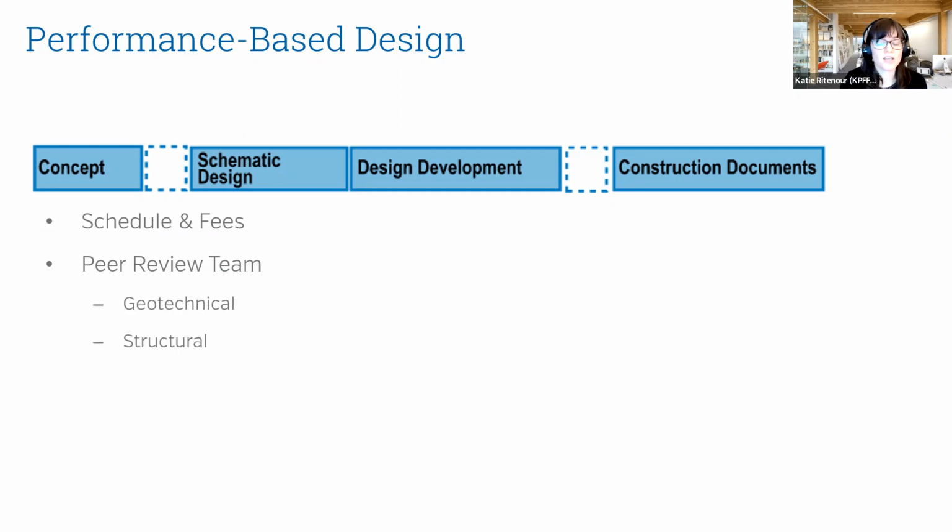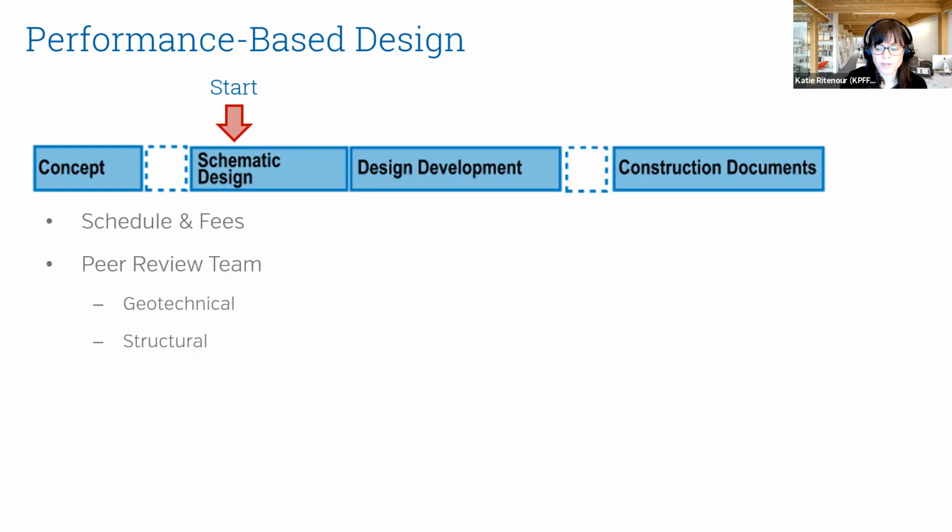We recommend that you start this as early as possible in the design process, ideally early in schematic design. Hopefully early in schematic design, you'll narrow down what lateral systems and structural system you plan to use. And once you know you need to go performance-based design, that's when you really need to start making these decisions and starting this process.